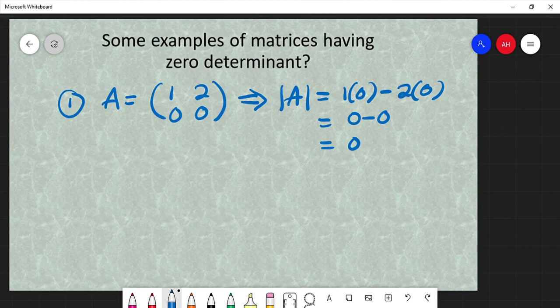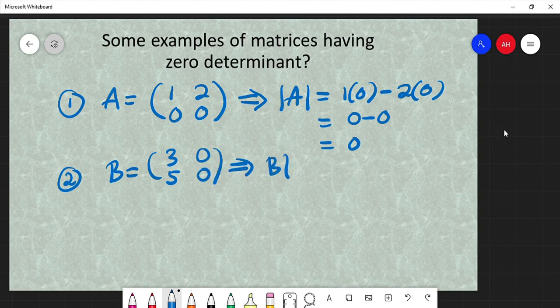In this case, the determinant is equal to 0 because one of the rows is a 0 row. Number two, maybe you can have matrix B having a 0 column. That is, maybe we have 3, 5 here, and for the second column, we have 0, 0 like this. The determinant of B, you can check it out, also equals 0.